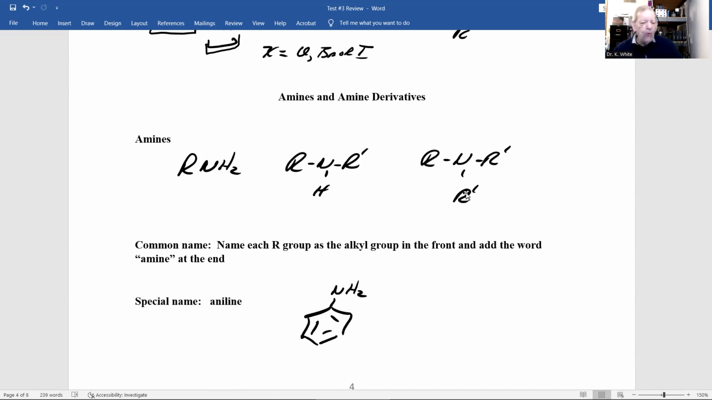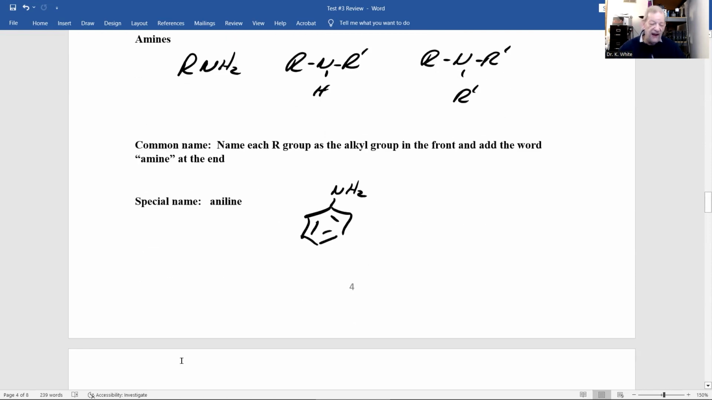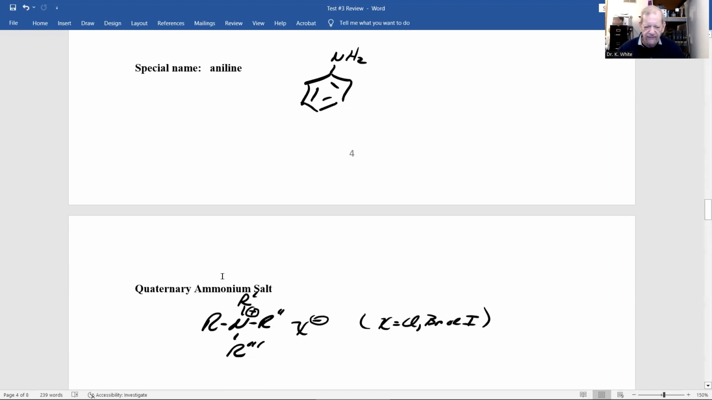Now, when R is a benzene ring, this primary amine, again, like benzene itself, IUPAC said, these organic chemists have been calling this aniline for eons. We better make it the IUPAC name, and they did. And I won't ask on test 3, but aniline is an important chemical that's used to make other things like dyes and urethane foam and other chemicals.